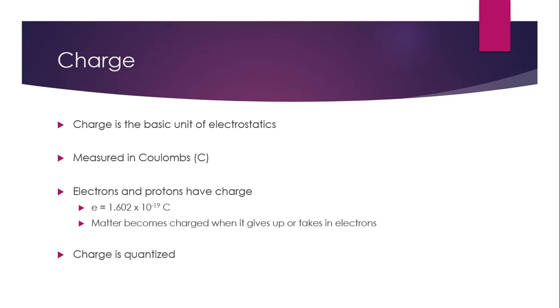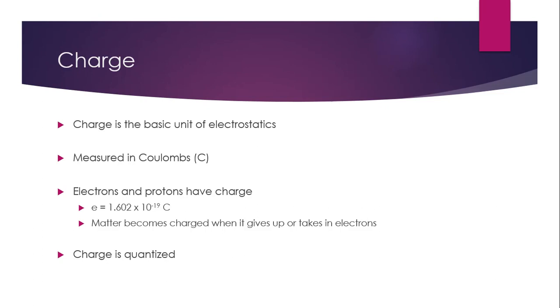Charge is the basic unit that we use in electrostatics. One thing to point out is that charge is not a base unit in the SI system. It happens to work out that electrical current is a base unit. We'll talk about that a little bit later on, why that is. The unit of charge is the coulomb. It happens to work out that a coulomb is a pretty large quantity of charge.